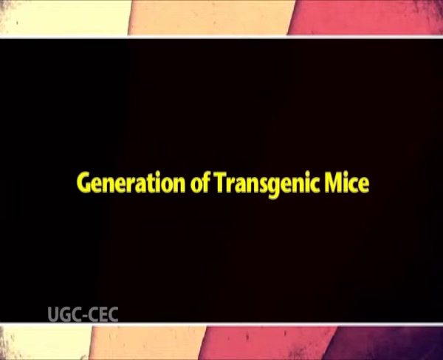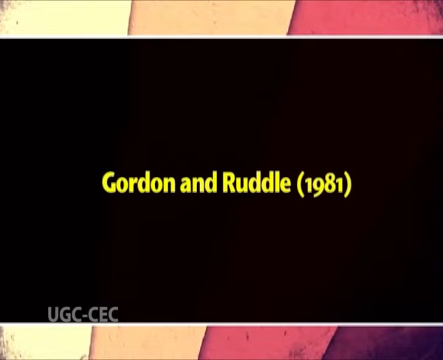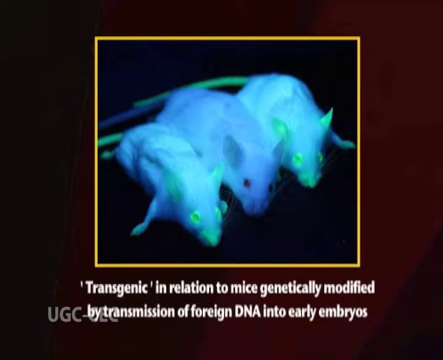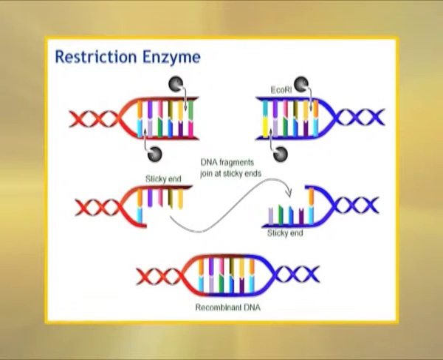Now let's discuss another part of today's lecture, that is generation of transgenic mice. In 1981, Jordan and Ruddle introduced the term transgenic in relation to mice genetically modified by transmission of foreign DNA into early embryos. Today, it is applied to the characterization of an animal whose genome has been altered by the stable integration of an in vitro recombinant genetic sequence.